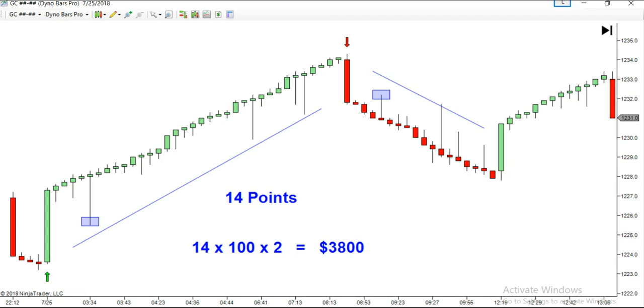So you can see some of the power behind a trend trading system combined with the leverage that futures trading offers, right? You're not going to get this leverage in stocks. I don't know if you get this type of leverage in Forex. I think you get something similar.